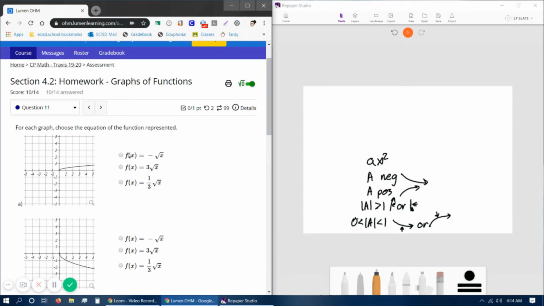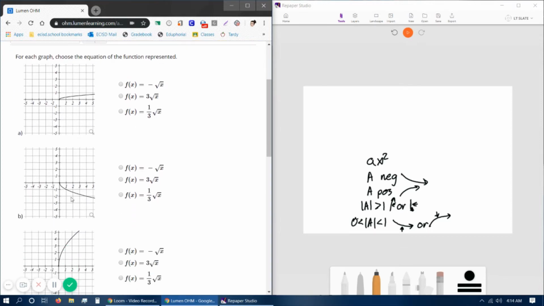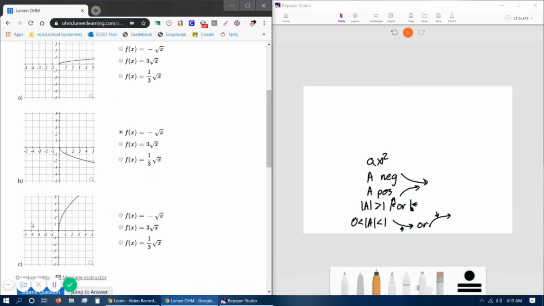My first function is f of x equals the negative square root of x. Since there is not a number in front of the square root symbol, I can assume there is a 1 there. This makes my a value negative 1. Since it is negative, the graph will have a curve going down, meaning the first function goes with the second graph. My next function is f of x equals 3 times the square root of x. Since my a value is positive 3, the curve will be going up and steep. This means that the second function goes with the third graph.